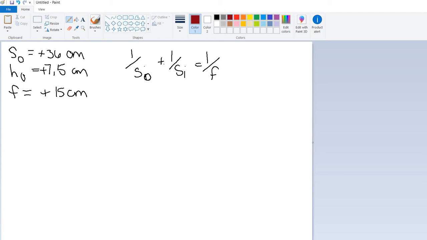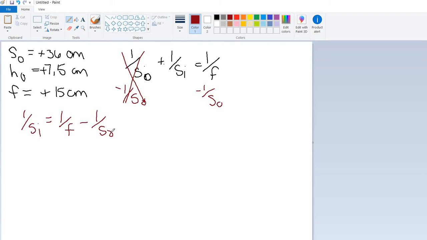The first thing we're going to do is move 1 over the object distance to be on the other side of the equation, and we can do that by subtracting the fraction. So this would cross out, and we would now get 1 over the image distance is equal to 1 over the focal length minus 1 over the object distance.